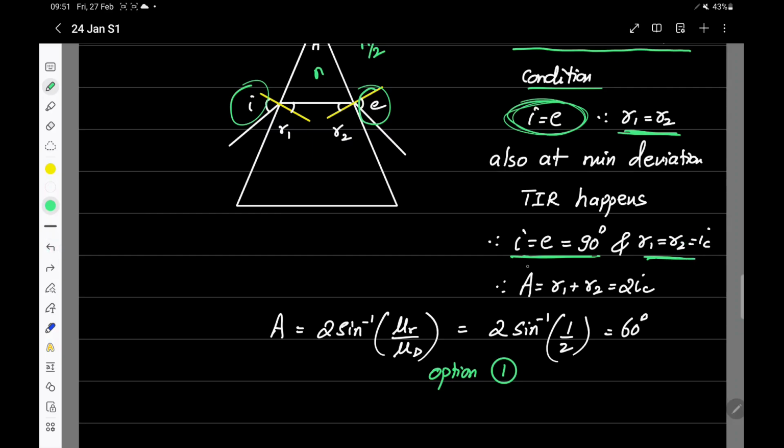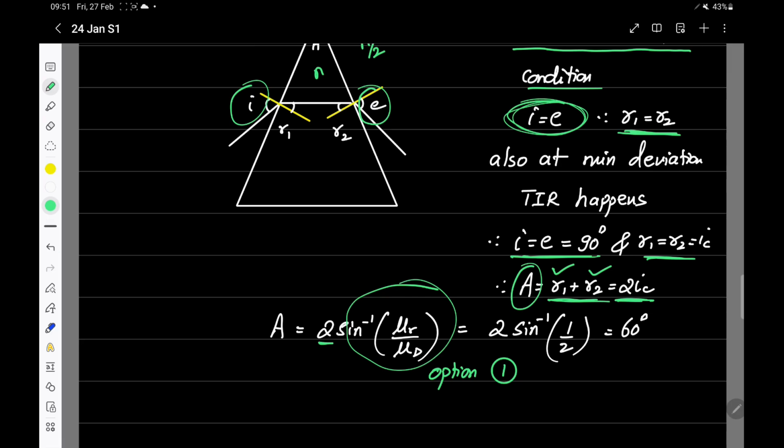But we know in any prism, the angle of prism is the sum of the angle of refractions within the prism material. So if both R1 and R2 are equal to IC, then the prism angle will become equal to 2IC.